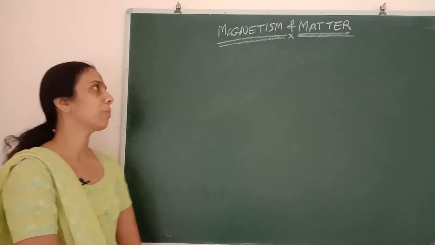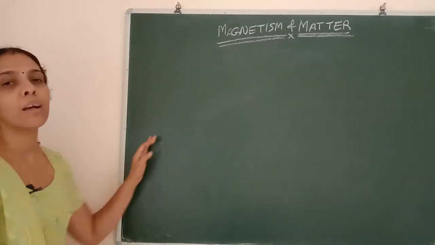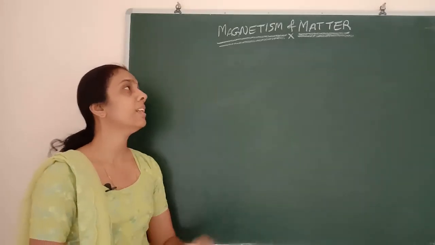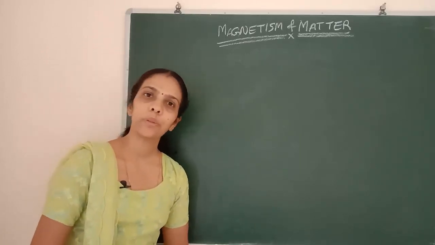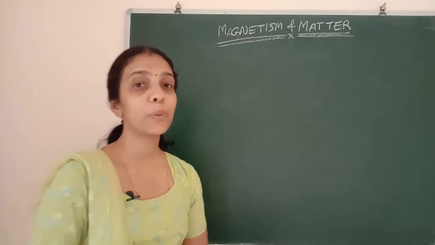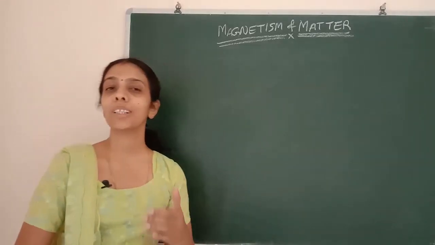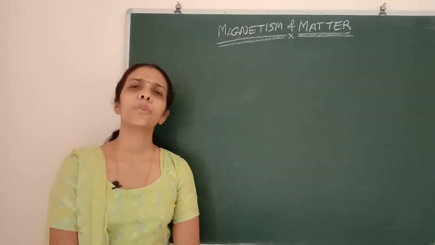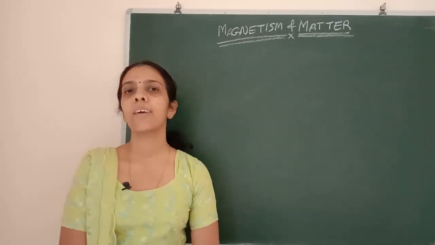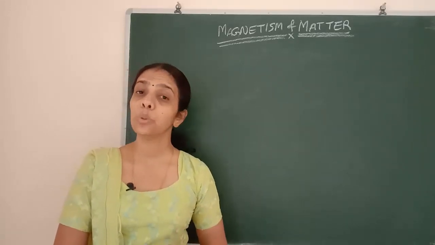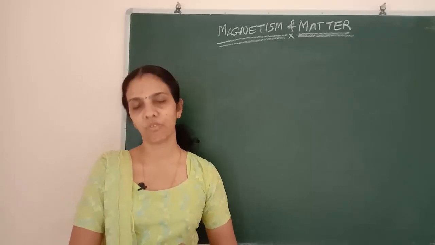In today's topic, we are going to discuss the rest of the portions in magnetism and matter. I told you in the last video itself, we will be doing the torque acting on a magnet. So what will be the torque acting on a bar magnet which is present in a uniform magnetic field?